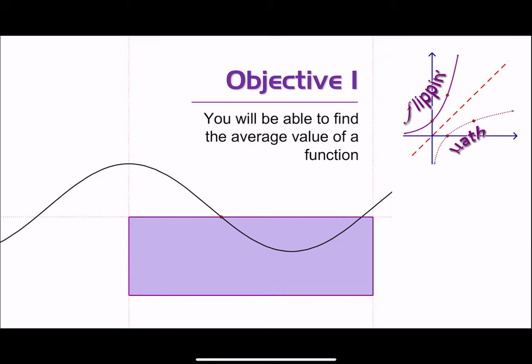And why is there this red dot where the rectangle hits the graph? I don't know. Maybe it has something to do with what we're about to do.